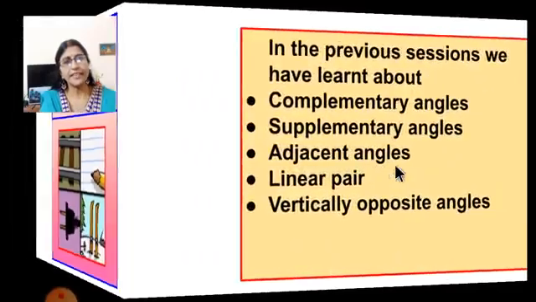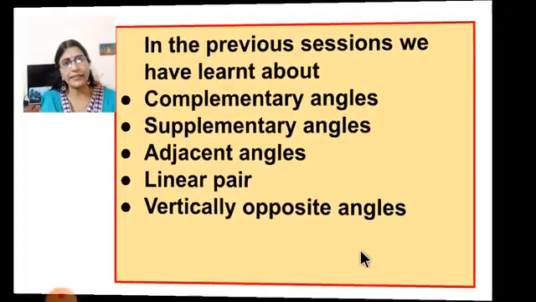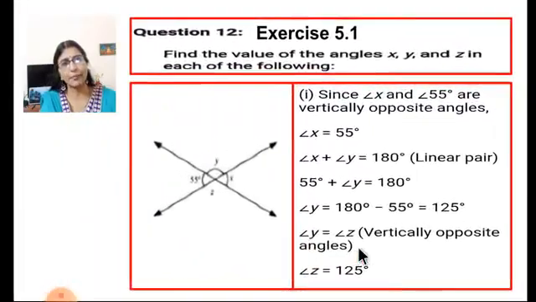In the previous sessions, we have learnt about complementary angles, supplementary angles, adjacent angles, linear pair and vertically opposite angles. And today we are going to learn about some more kinds of lines as well as angles. But before we learn about it, let us do one more question of exercise 5.1. That is question number 12.